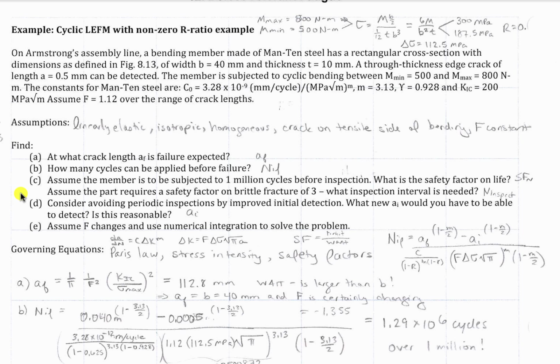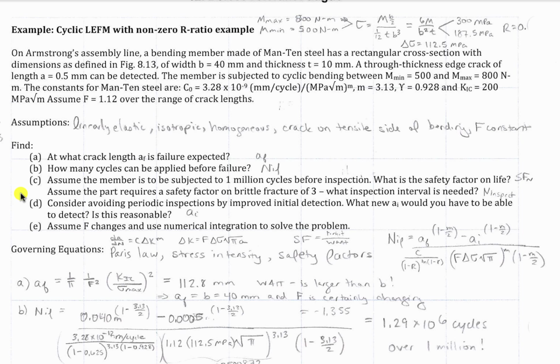And we know that there is a through thickness edge crack of length 0.5 millimeters that we can detect. If we can detect it, we have to assume that's our initial crack length. It tells us that the member is subjected to cyclic bending between a minimum moment of 500 and a maximum moment of 800 Newton meters. And it gives us the constants for Man-Ten steel. So we have C naught given in millimeters per cycle over megapascal root meters to the m, we have m, gamma, and the fracture toughness given as well.